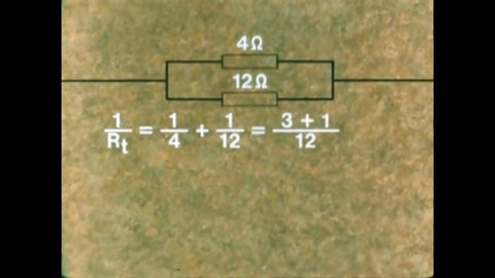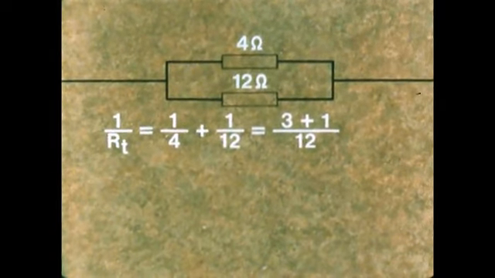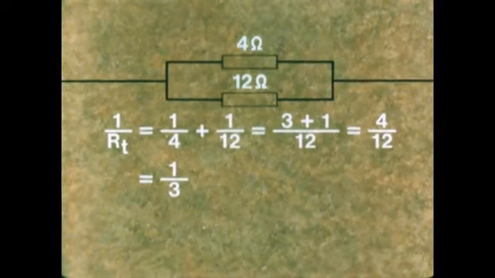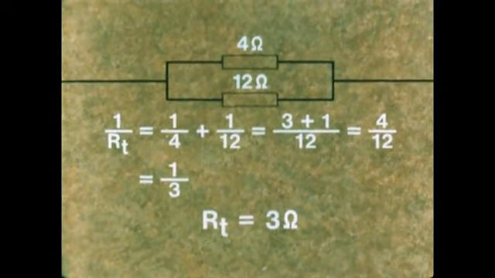Let's look at one more. This time we must deal with the series part first. 1 plus 3 is 4. So the upper branch is equivalent to a single resistance of 4 ohms. Now we can apply the formula to both branches. 1 over RT equals 1 over 4 plus 1 over 12. That equals 3 plus 1 over 12, or 4 over 12, which is 1/3. So RT is 3 ohms.